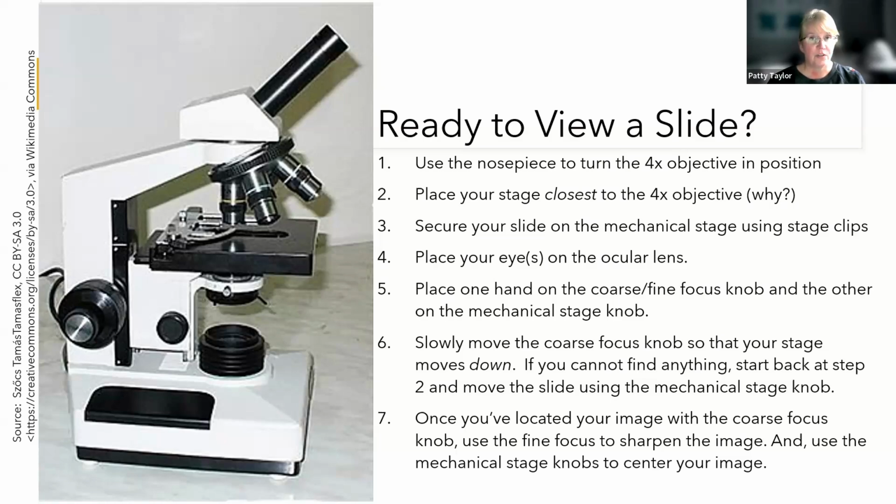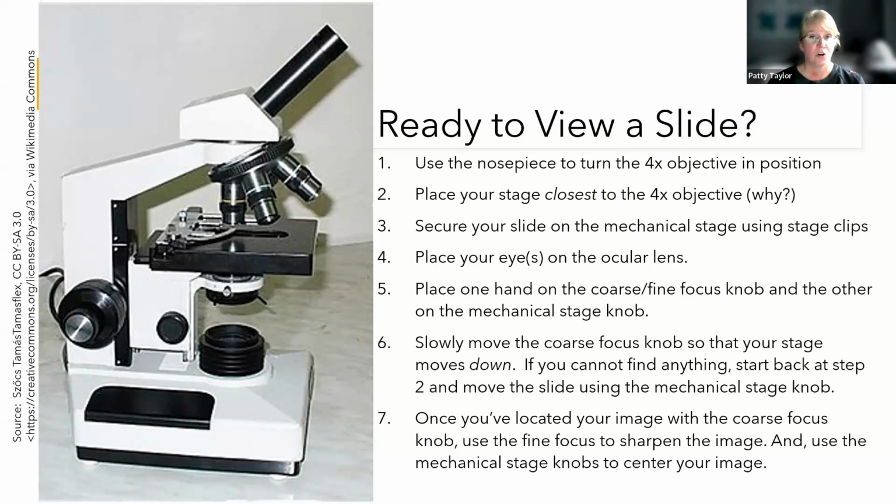What you want to avoid doing is moving up towards your objective and cracking your lens. So by doing it in this format, you'll avoid ever having cracked your lens on your microscope slide or your lens on your objective. You're going to move that stage away from your objective. So once you've secured your microscope slide on the stage with stage clips, you'll put your hand on the oculars, and then now you're ready to drive the microscope.